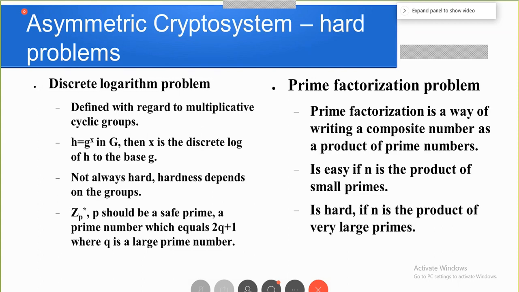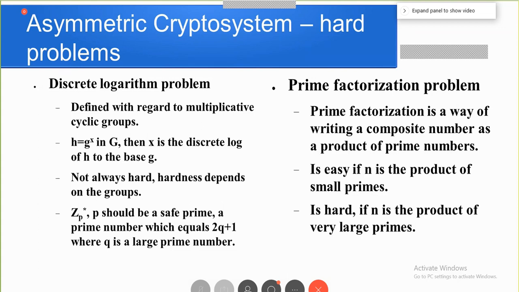Next, it is not always hard. The hardness depends on the group. When does it become hard? If the group is Zp star, we know Zp star means the reduced residue mod p system, where p is a prime.